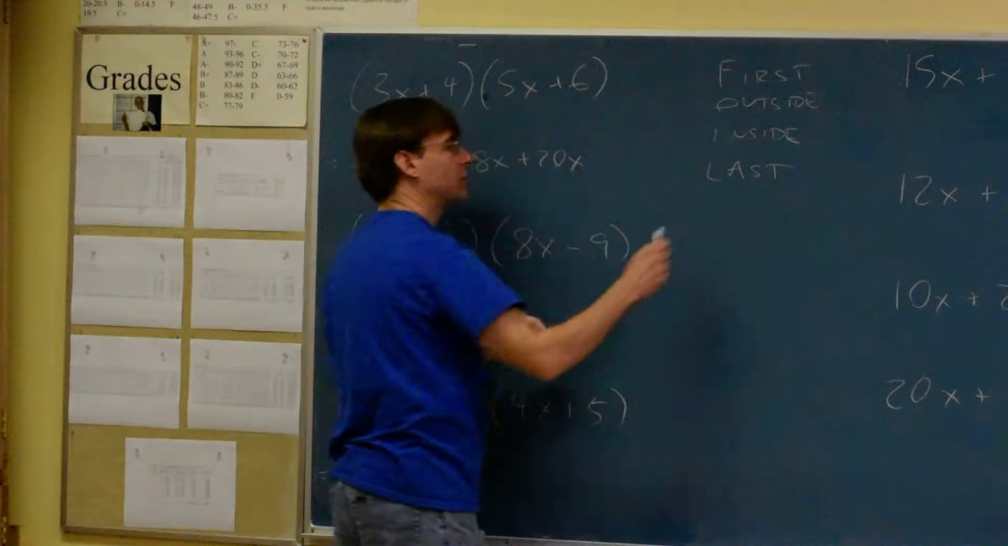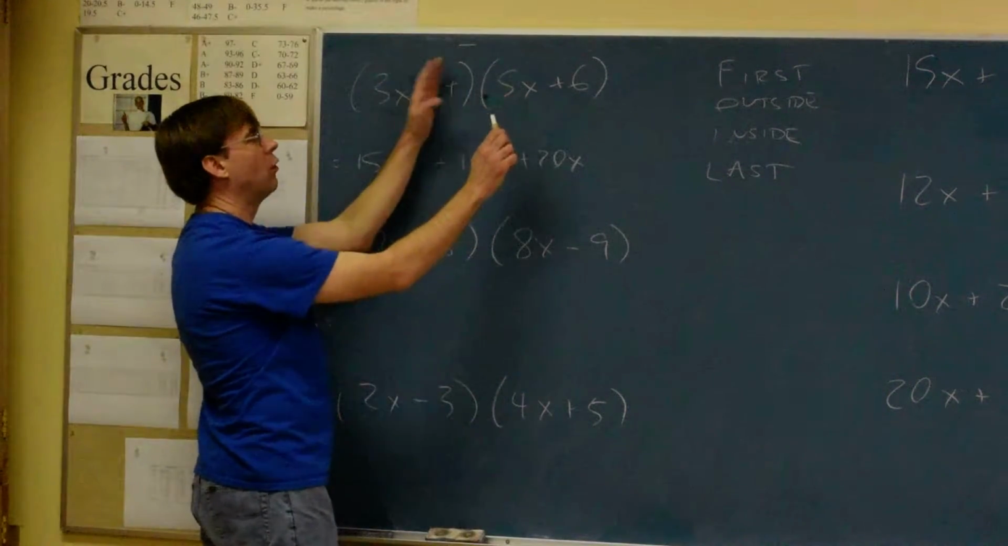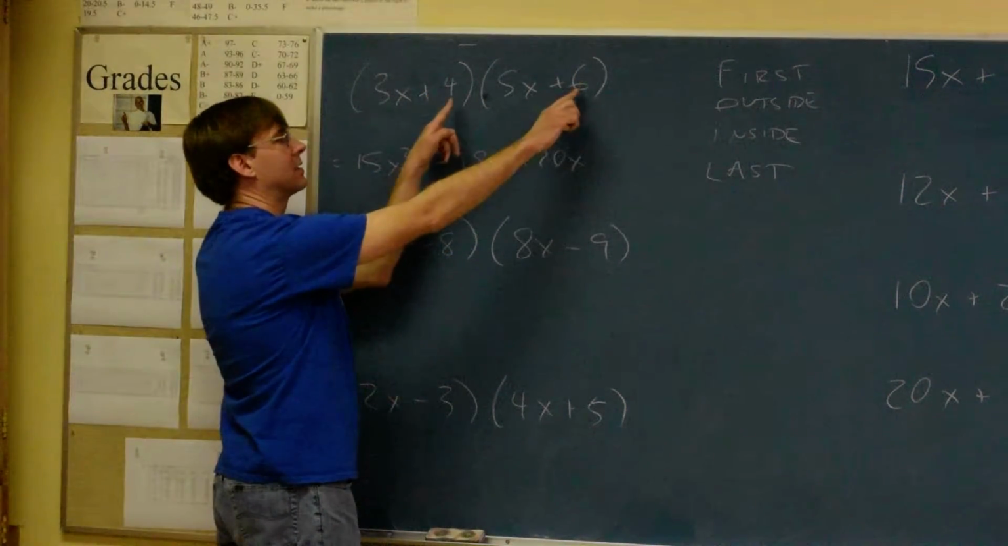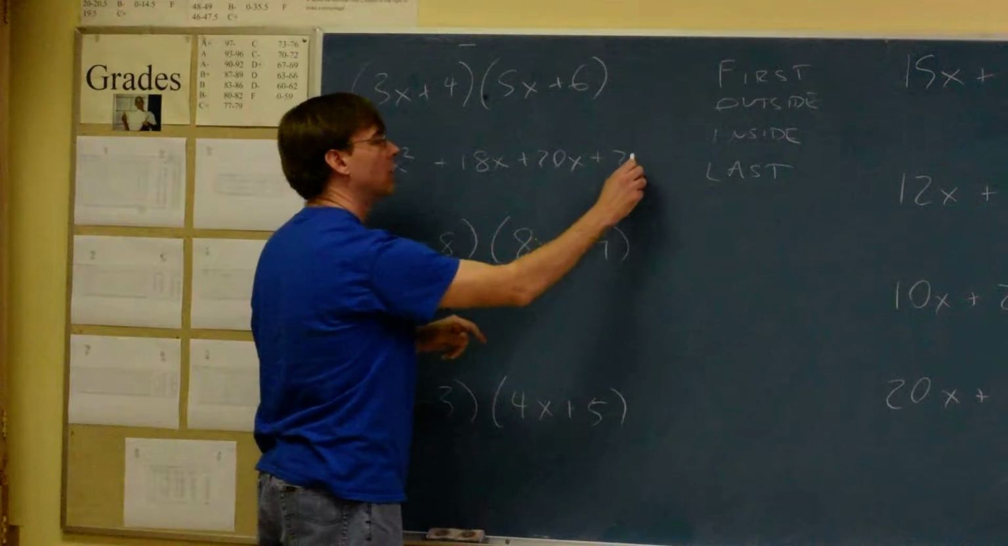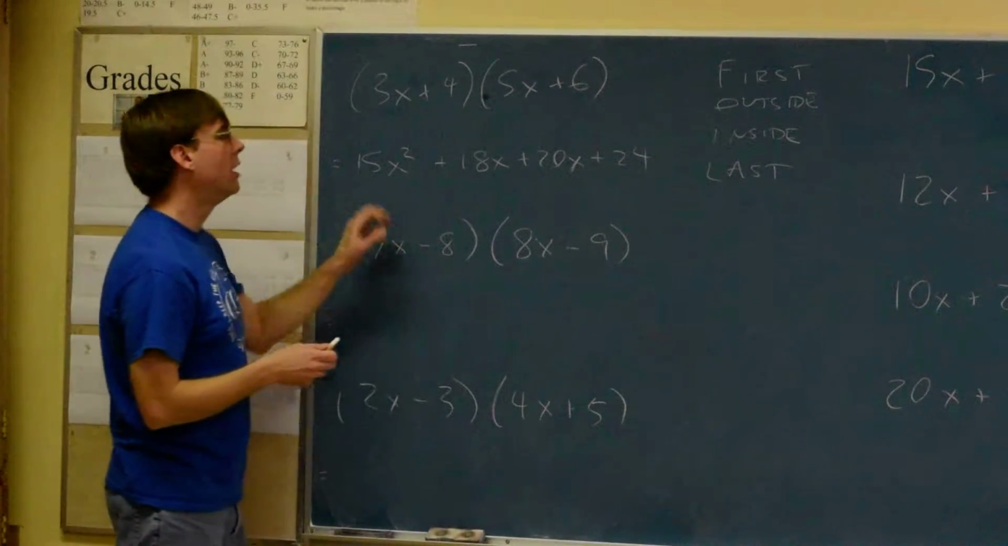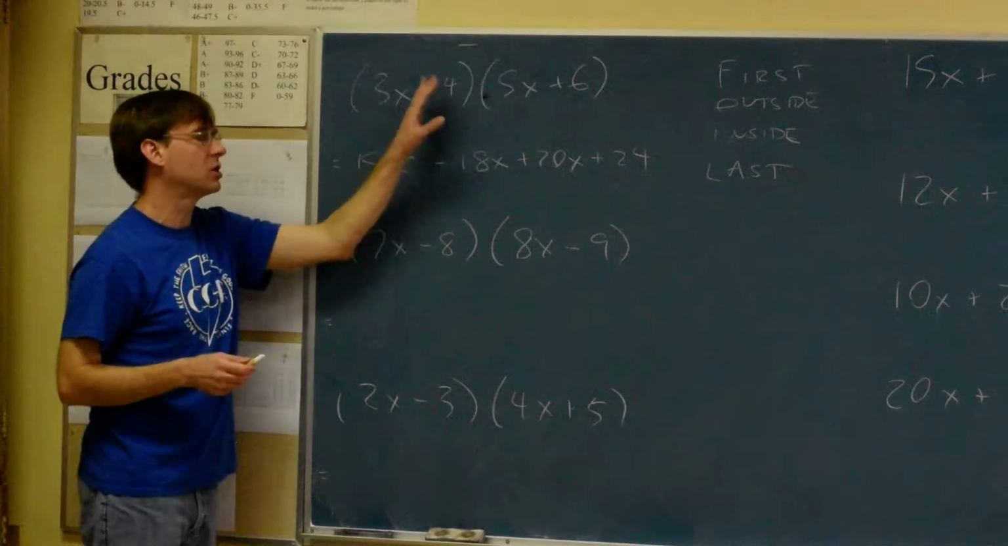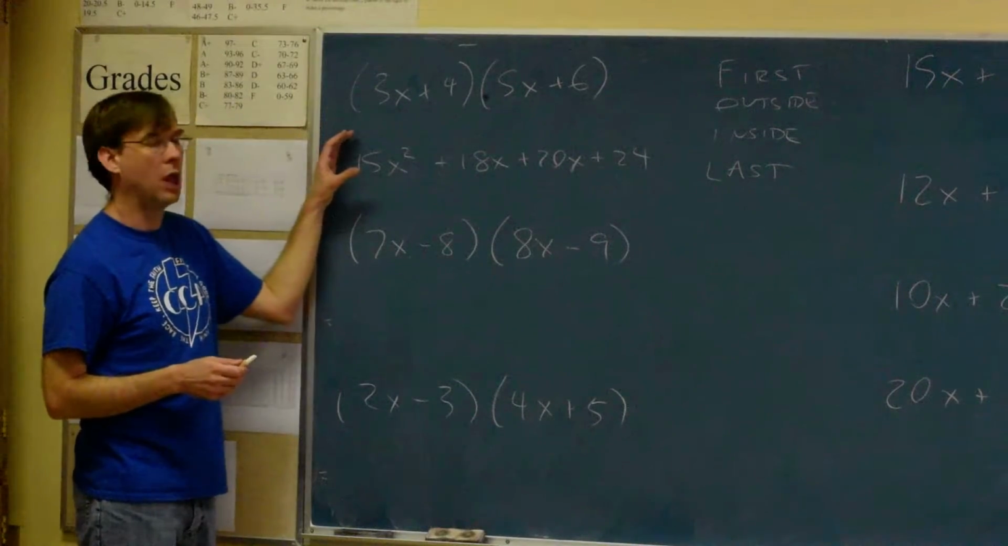And then the L stands for the lasts. The 4 is last, the 6 is last. So if I multiply those, that will be a 24. Everything in this problem was positive, so everything down here I put a plus.